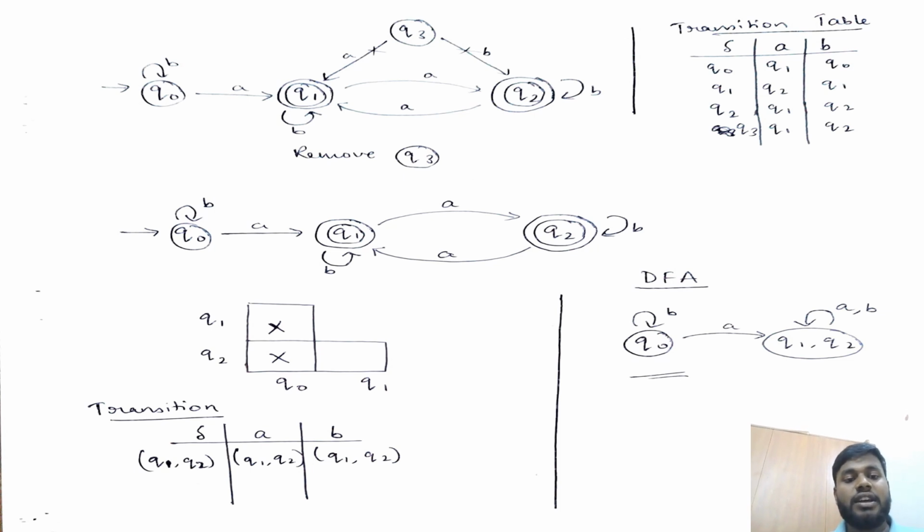Here you can see the transitions from Q0 to Q1 and Q2, and from Q1 to Q2. Here you can see the transition tables. In the DFA, Q0 is connected to Q1 and Q2. It's a single node, connected to the same node on input A comma B. It's also connected to the same node on the next input A comma B.